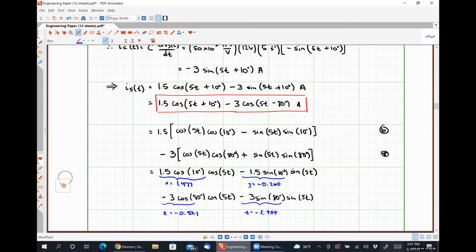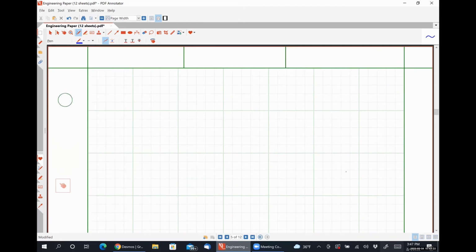And now what I'm going to do is group my terms together, right? So my cosine terms are going to look like X plus Z, and my sine terms are just going to look like Y plus T. And so if I do that, let's see, X plus Z looks like 0.956 cosine 5t, and then Y.